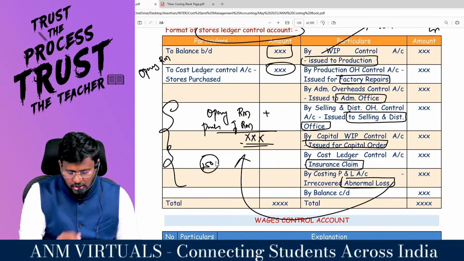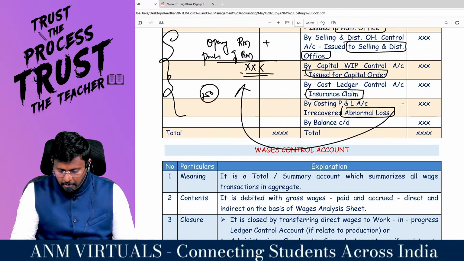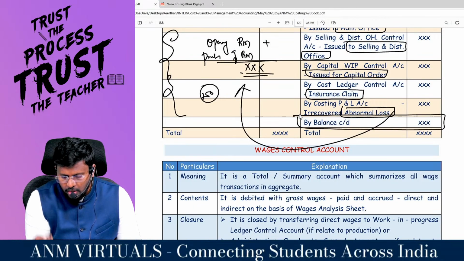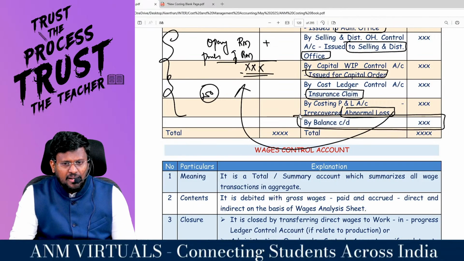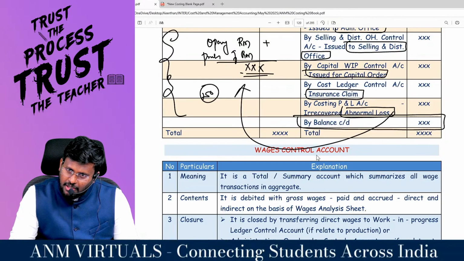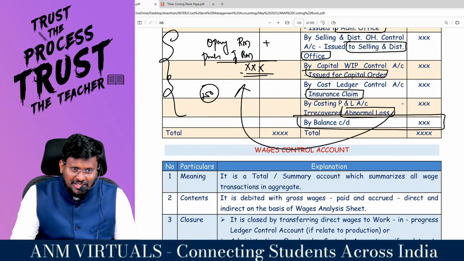We have to debit the source ledger control account. By balance, what is it? This is what balance? Very comfortable. Are you able to appreciate or understand?